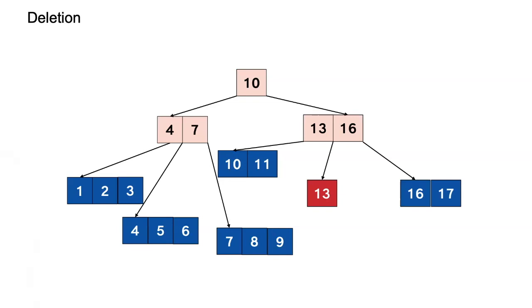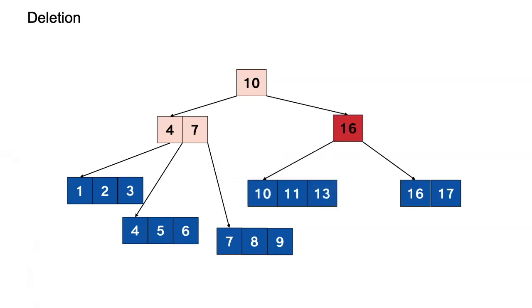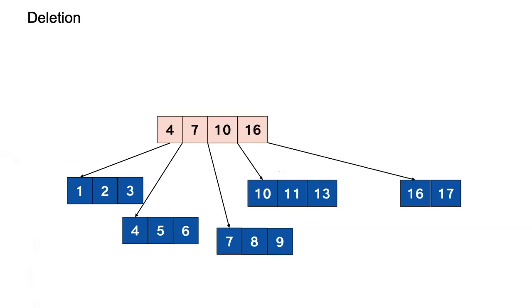So what do we do? We have to merge back, right? It's the opposite of the split. Now we have to merge. So let's merge it like this. But now we have the problem with 16. That is just 1, and it's not the root, so it doesn't work. Now we merge, and now we reduced the depth, right?